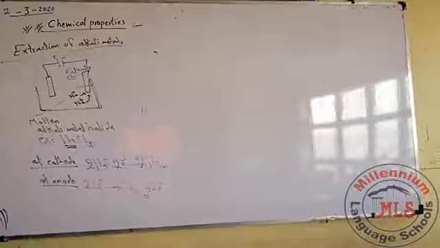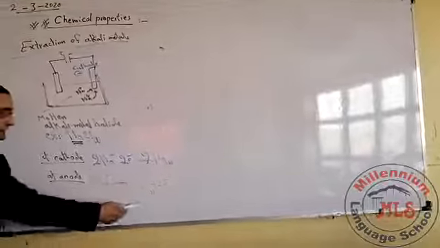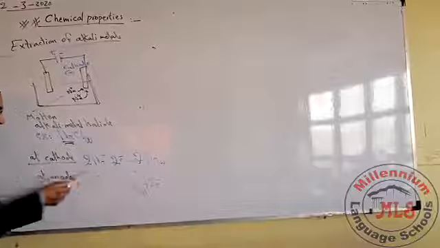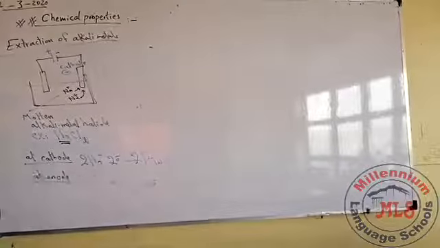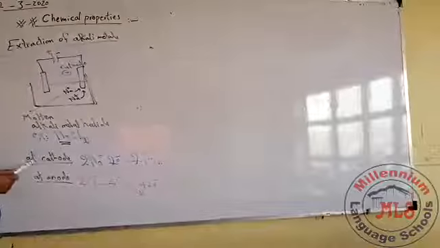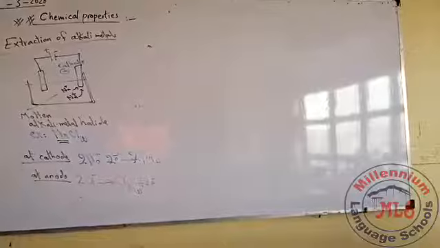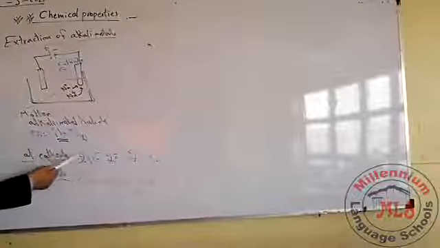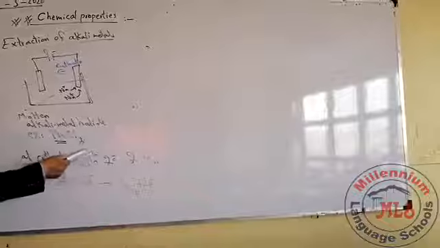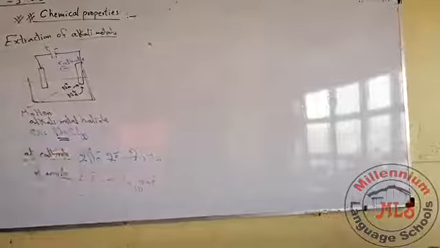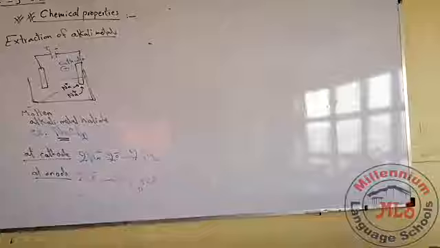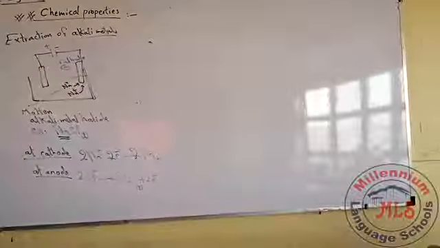Anode is the electrode at which oxidation takes place. Oxidation means losing of electrons. Cathode is the electrode at which reduction takes place. Here, gaining electrons is called reduction. So we can get the alkali metal that we need at the cathode.